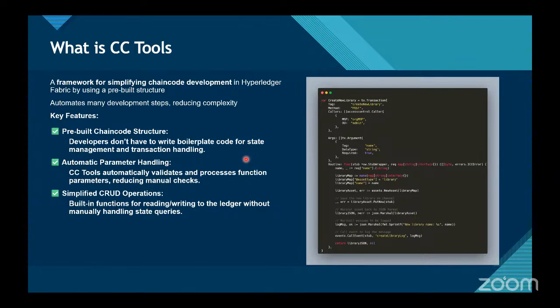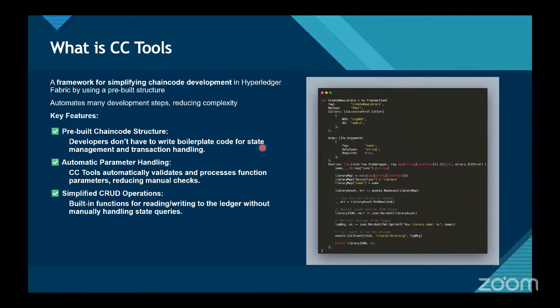So there are three important features of CC Tools that we need to benefit from. We have a pre-built chain code structure. We have automatic parameter handling. There is no need to check every parameter of the chain code itself, and the CRUD operations are simplified for put or get or delete. Here, for example, you see new asset and put new, etc.